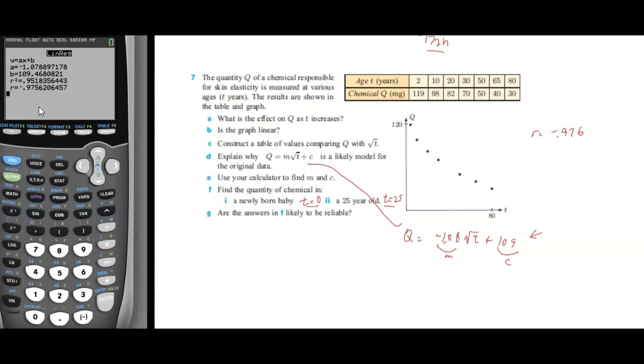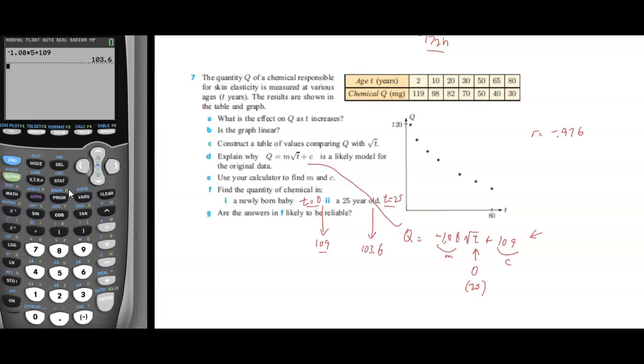We don't even need to use a calculator to find it for a newborn baby, because if we put 0 here, m times 0 is 0. So basically, the newborn baby Q would be 109. It's the y-intercept, right? What about when t equals 25? So then we would put 25 in for t, and that would be square root of 25, so it would be 5. 5 times negative 1.08. So it would be negative 1.08 times 5 plus 109, 103.6. So for a 25-year-old, what we would expect for the quantity of chemical Q is 103.6.